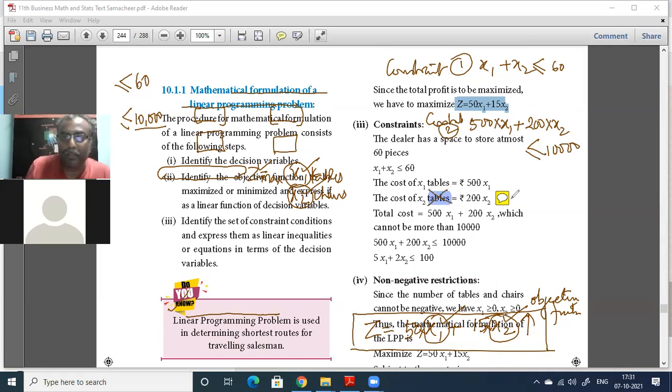This is wrong. This is not table. Your book is wrong. This is chairs. You understand? You correct it in your textbook. This is not table, this is chairs. The cost of chairs is 200 rupees into x2. The cost of tables is 500 into x1. This is the total cost he spends on tables, the total cost he spends on chairs, the total cost of everything he buys. That total cost equal to both of these together cannot be more than 10,000 because I have only 10,000 rupees. So this is the constraint function.